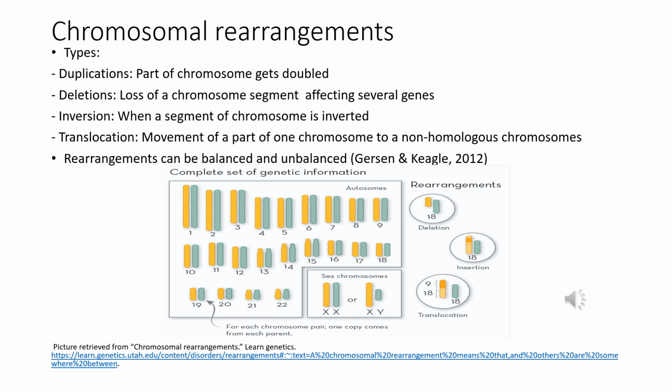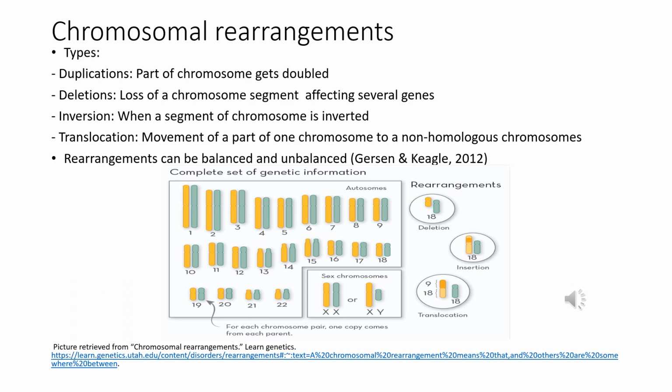Talking about deletion, which we can see in Williams syndrome, it is a loss of a chromosome segment which can affect several genes. Deletions can cause unbalanced gene expression in a region, and the position inside the deletion has a big impact on phenotypic consequences.